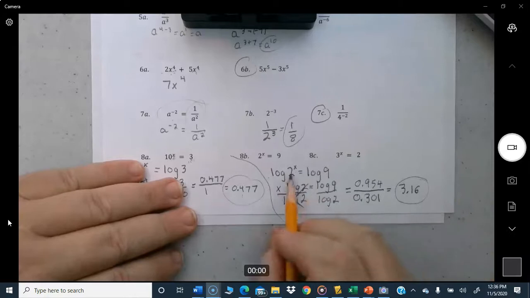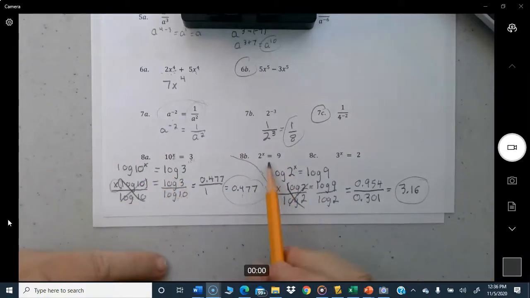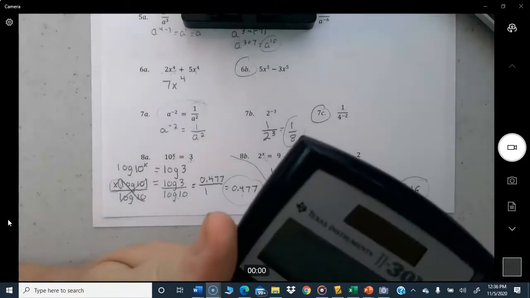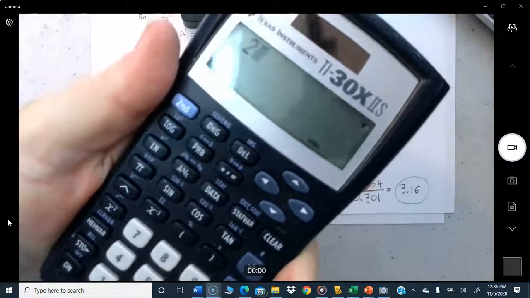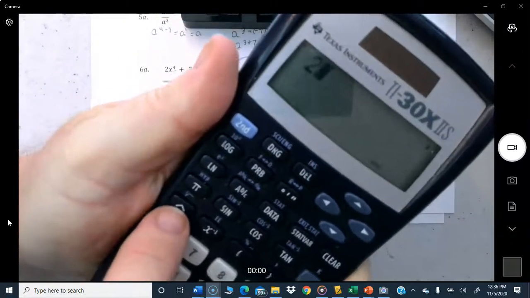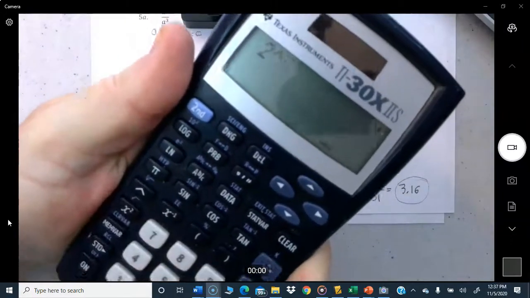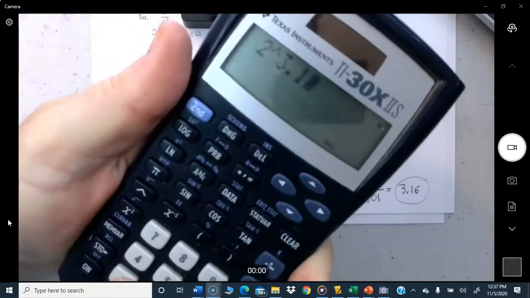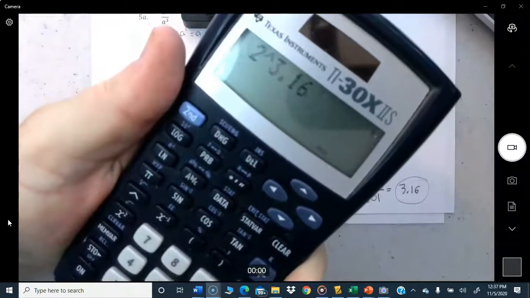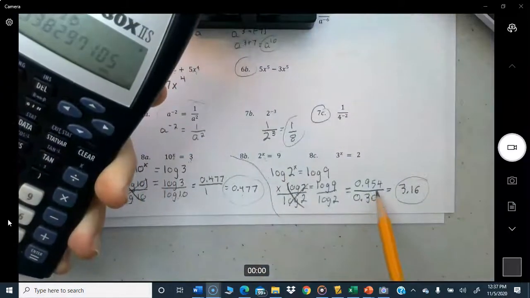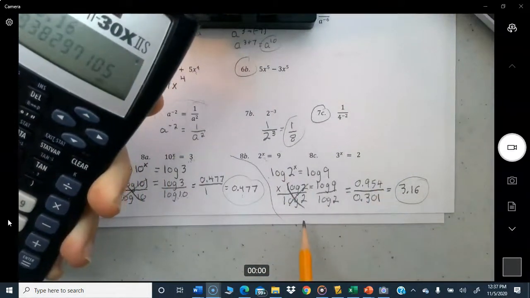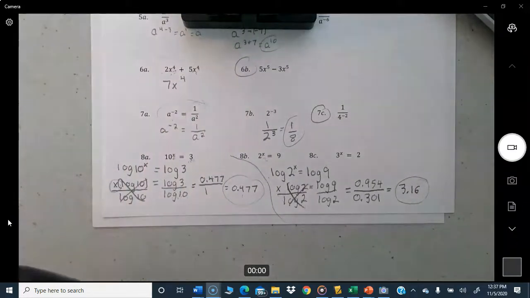Okay, that's the answer. Let's test it. Let's see if 2 raised to the 3.16 will give us 9. So you can see it, use the little caret here. It's 3.16, and you raise it to that power, and you get 8.93. That's because I rounded down here. I rounded 2 numbers off pretty significantly. But yeah, it gets us to 9.